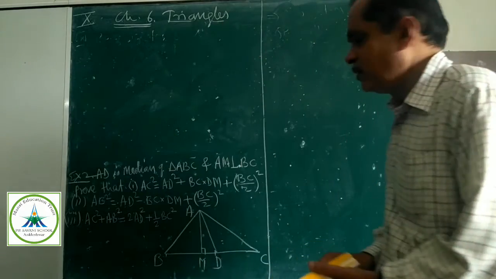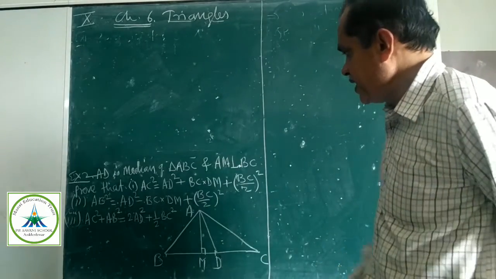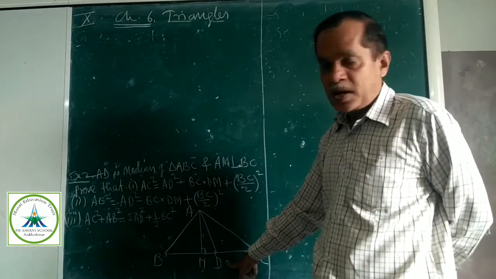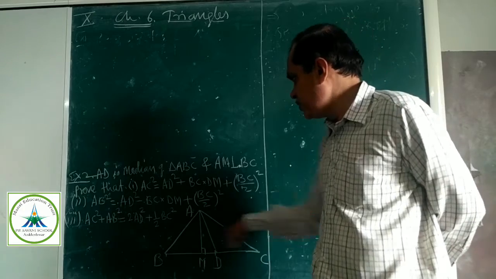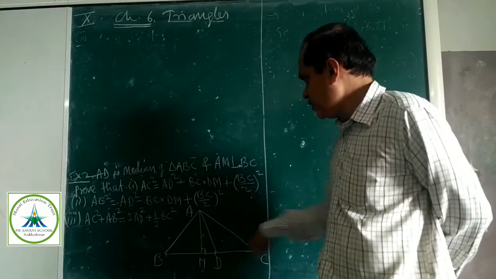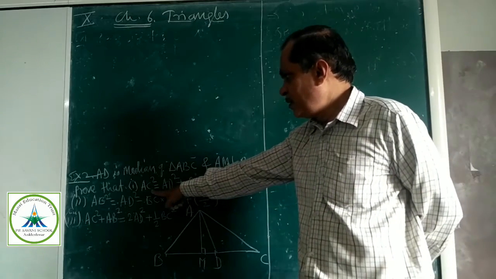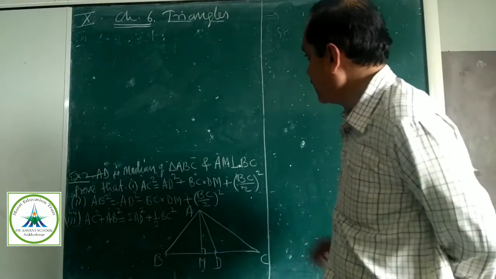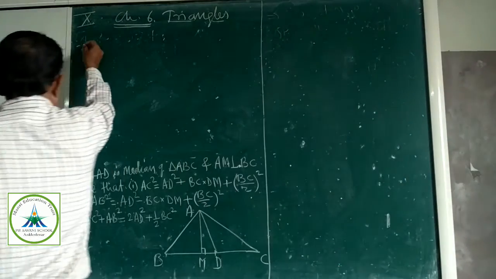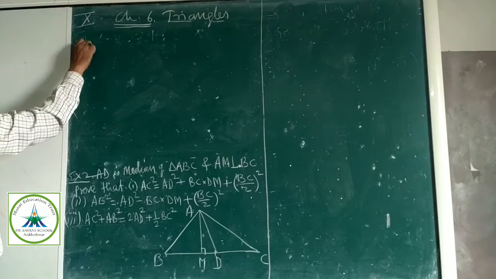We will take this example. AD is the median of triangle ABC, and AM is perpendicular to BC. Now prove number 1. We are starting now. First part.